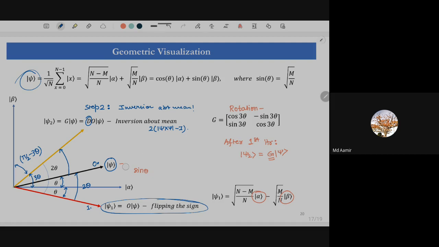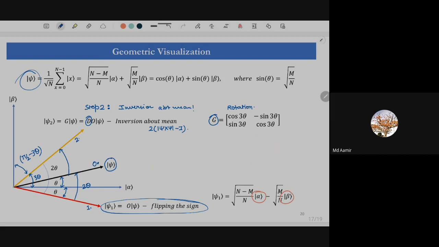Before that, just to point out, we have a total rotation of 3 theta angle. So if we combine the first step and the second step here, we'll get a rotation operator, which is this. Generally, if we try to find a rotation with alpha angle, then the rotation operator takes the form of cos alpha minus sine alpha, sine alpha cos alpha. So here alpha is 3 theta, so that's why we put the 3 theta, and we have the rotation operator as g.